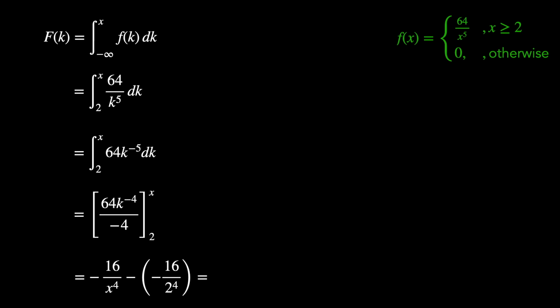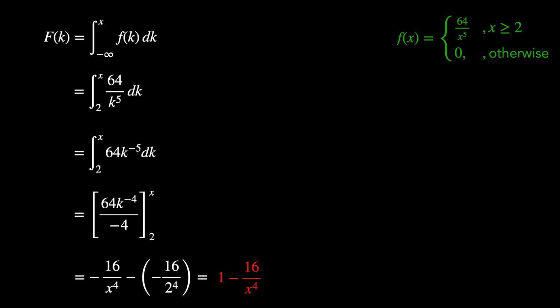We have negative 16 over x to the 4 minus 16 over 2 to the 4. And if we calculate that out, we get that our answer is 1 minus 16 over x to the 4. So we saw that our PDF, stuff in green, was 64 over x to the 5. And we have that our capital F of x is 1 minus 16 over x to the 4.